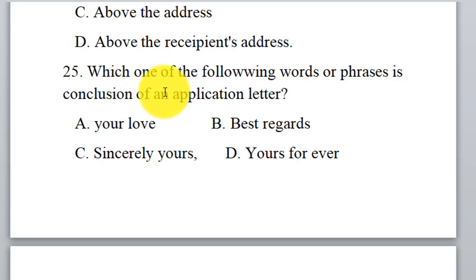Question number 25: which one of the following words or phrases is the conclusion of an application letter? How can you conclude an application letter, since an application letter here is one of the formal letter types? "You love" is a conclusion for an informal letter. "Best regards" and "yours forever" are conclusions of an informal letter. So the answer is what? Yours sincerely, or sincerely yours, or yours affectionately, or yours faithfully. These are the formal conclusions of a formal letter, and the rest which are not listed are informal conclusions of an informal letter. So the answer should be still C.